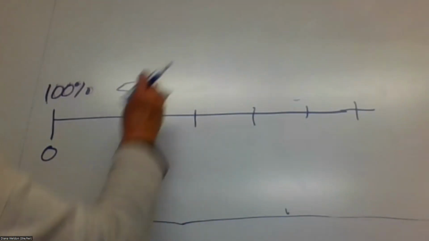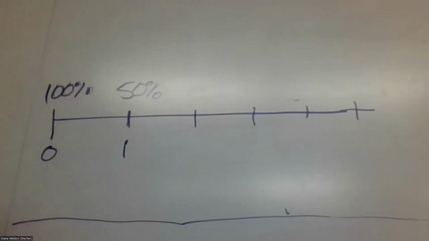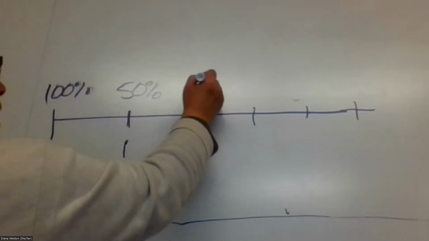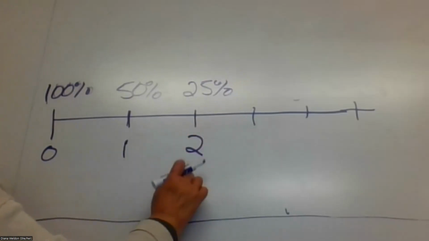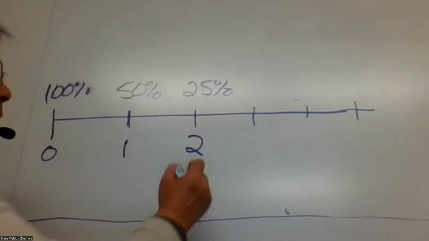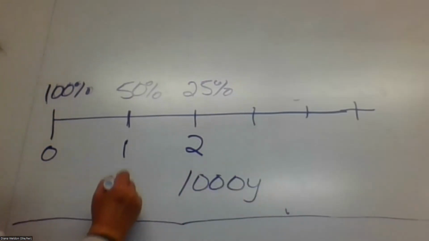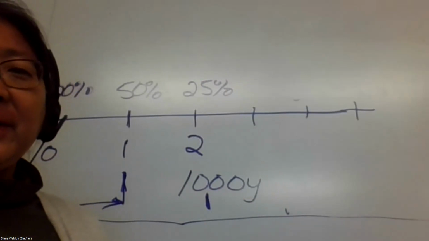Similarly, for example, the next question, if 25% of a radioactive element remains after 1,000 years, what is the half-life? So I go 100, 50%, 25%, 0, 1 half-life, 2 half-lives. I'm at 25% at 1,000 years, right? How long does it take me to get to here? If this is 1,000 years, how long will it take me to get to here? You can answer that question yourself, I think.